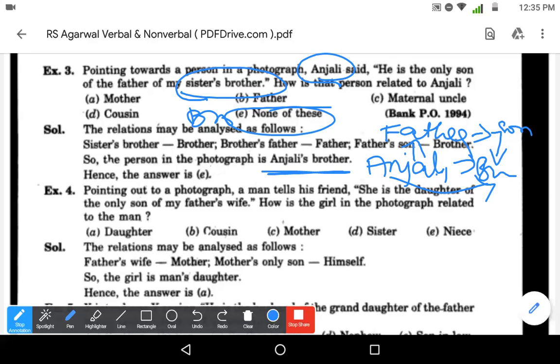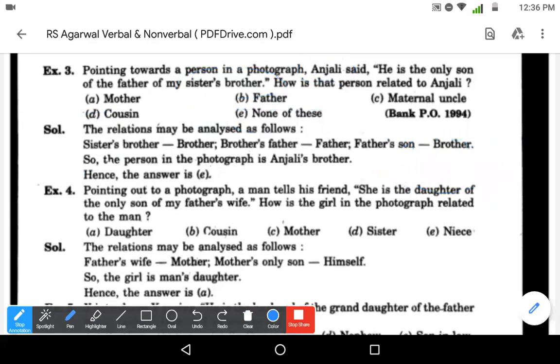So this is a roundabout. If you are able to understand, it comes like this and it comes back to the same person. So it's a roundabout relationship. Okay, I hope everybody is able to understand. Now let's solve one more question.